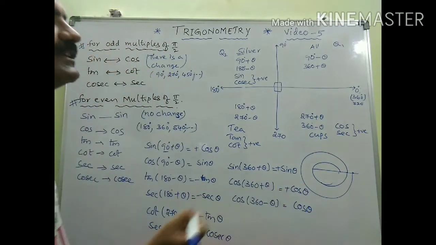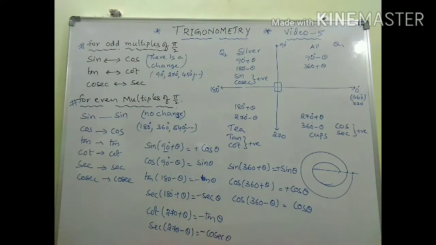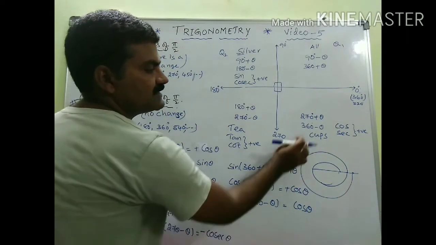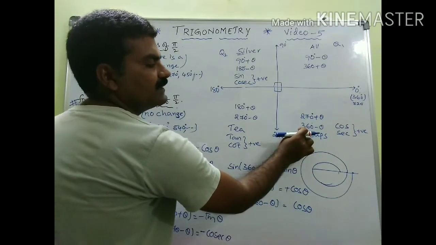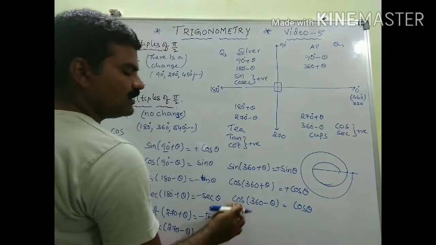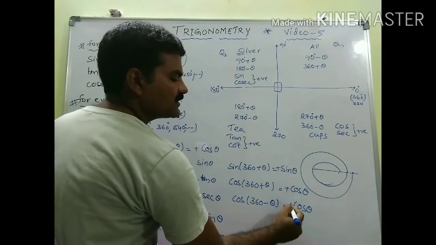Actually, we need not mention the plus, but if it is minus, we must mention it. Now see cos of 360 minus theta. 360 minus theta is the fourth quadrant. In the fourth quadrant, cos and secant are already positive. So cos is positive. Hence this is also positive.